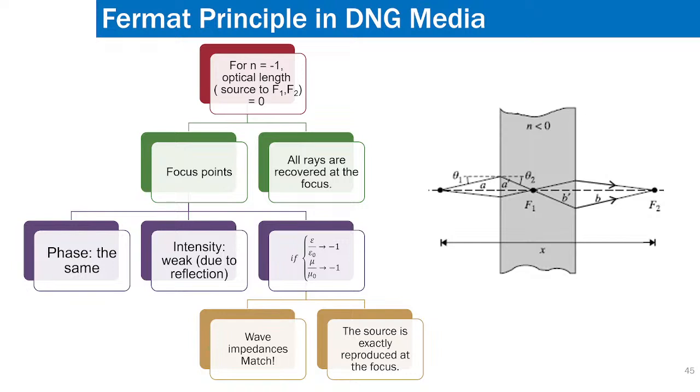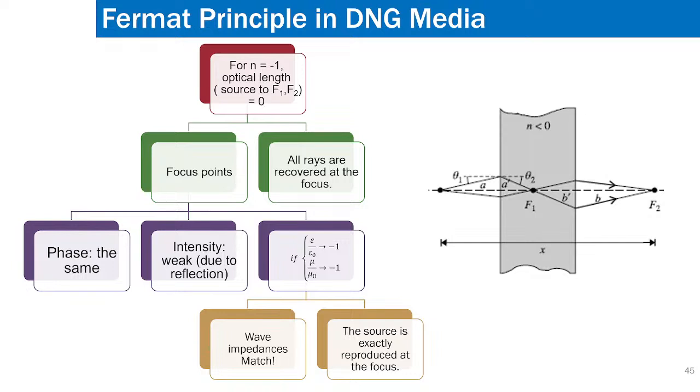Now under this condition, we have two foci, F1 and F2. At these foci, there will be three conditions. And again, under the condition n equal to minus 1, all rays will be recovered at the foci. So at any point of F1 or F2, all rays are recovered. The rays which are coming into the slab will be recovered at F1. Rays which are coming out of the slab will be recovered at F2.